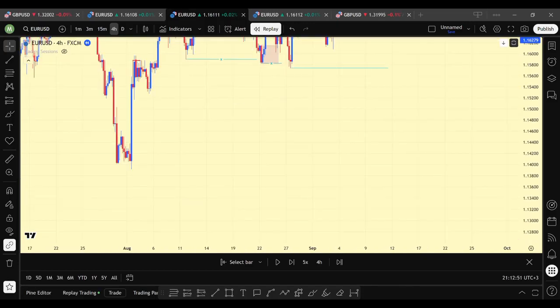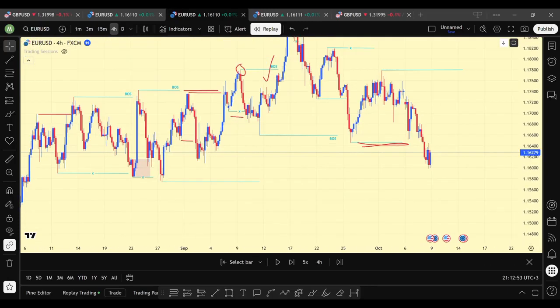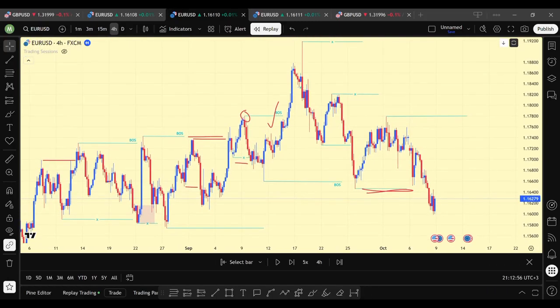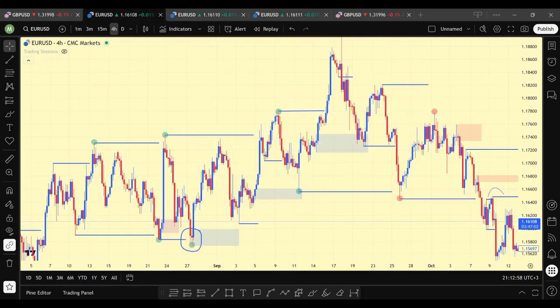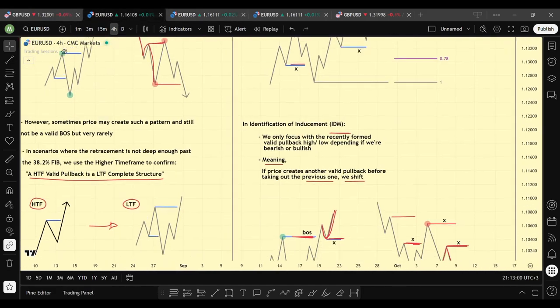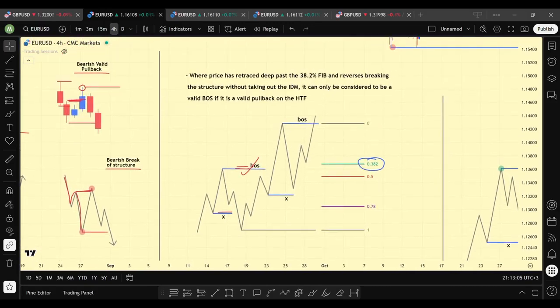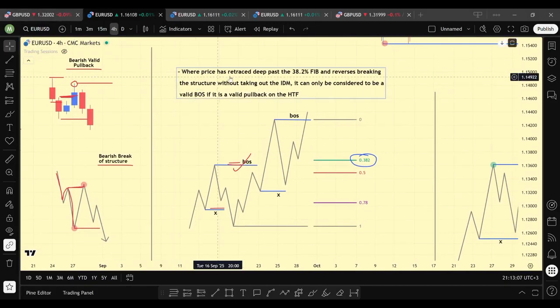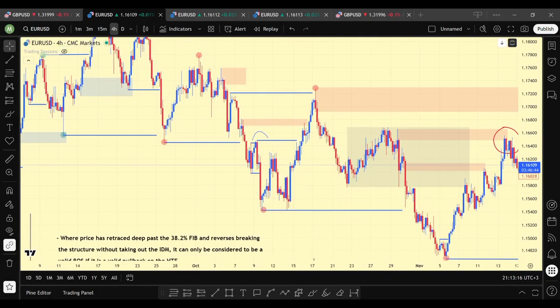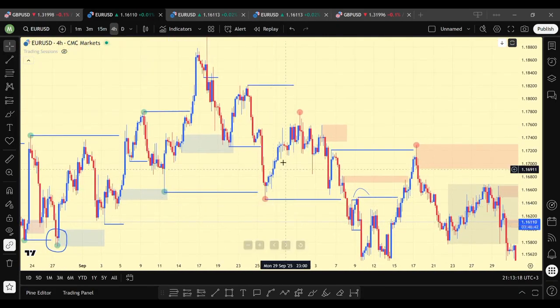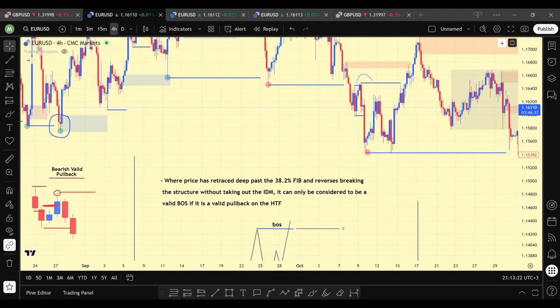And if you remember on the theory part, I think the theory part is on this other tab here. So if you remember on this theory part, exactly right here, I said, yeah, this is the scenario that I was talking about, where price has retraced deep past the 38.2 and reverses, breaking the structure without taking the inducement. You can clearly see that price here, yeah, this part, price didn't take the inducement, which was this one here, and price broke the structure to the downside.